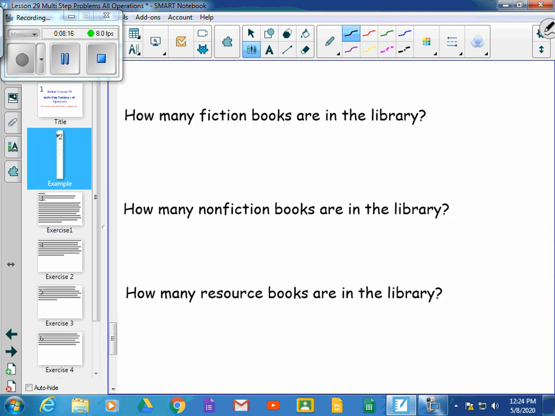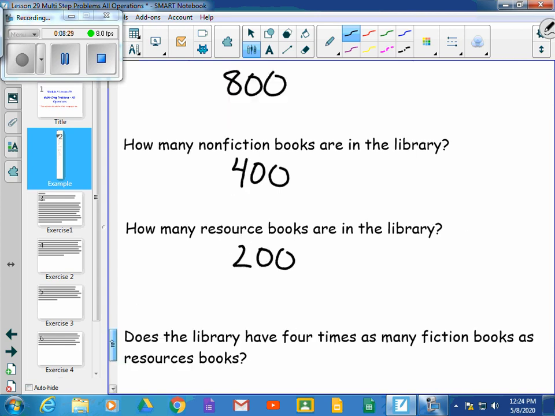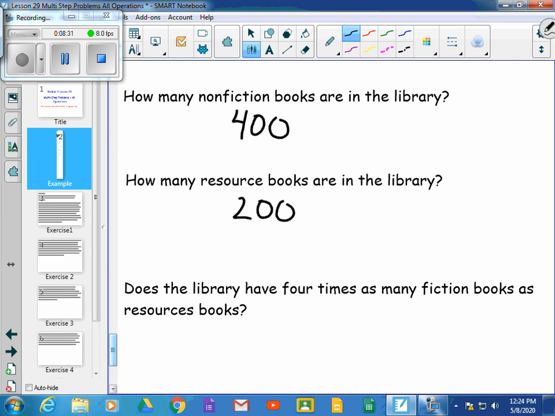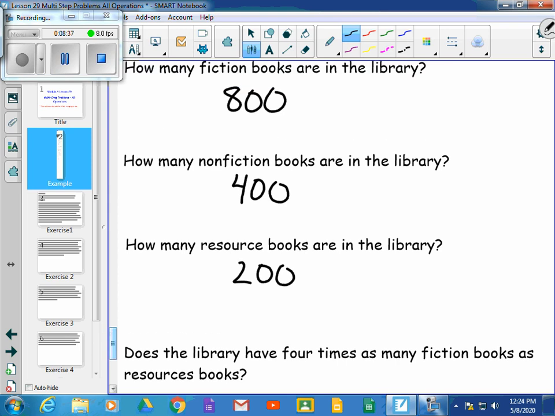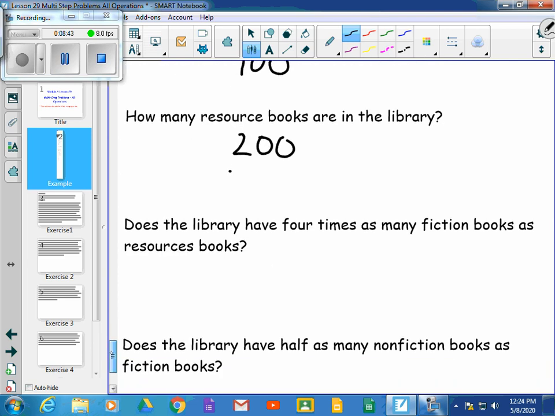How many fiction books were in the library? That was 800. Nonfiction was 400. And then resource books was 200. Does the library have 4 times as many fiction books as resource books? Let's check. Fiction was 800, and resource was 200. That is true, yes. It does have 4 times as many.